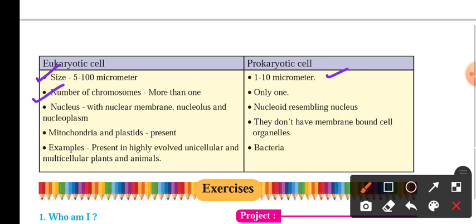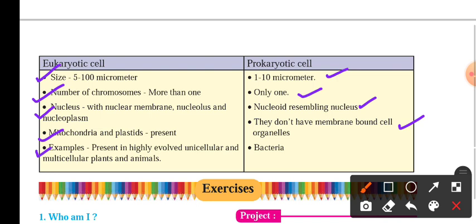In the number of chromosomes, eukaryotes have more than one, only one in the prokaryotic cell. The nucleus has a nuclear membrane, nucleolus, and nucleoplasm, while a similar structure, the nucleoid, we had in the prokaryotic cell but not the developed one. Mitochondria and plastids are present in eukaryotic cells, whereas prokaryotes don't have membrane-bound cell organelles. So cell organelles were not there in the prokaryotic cell.